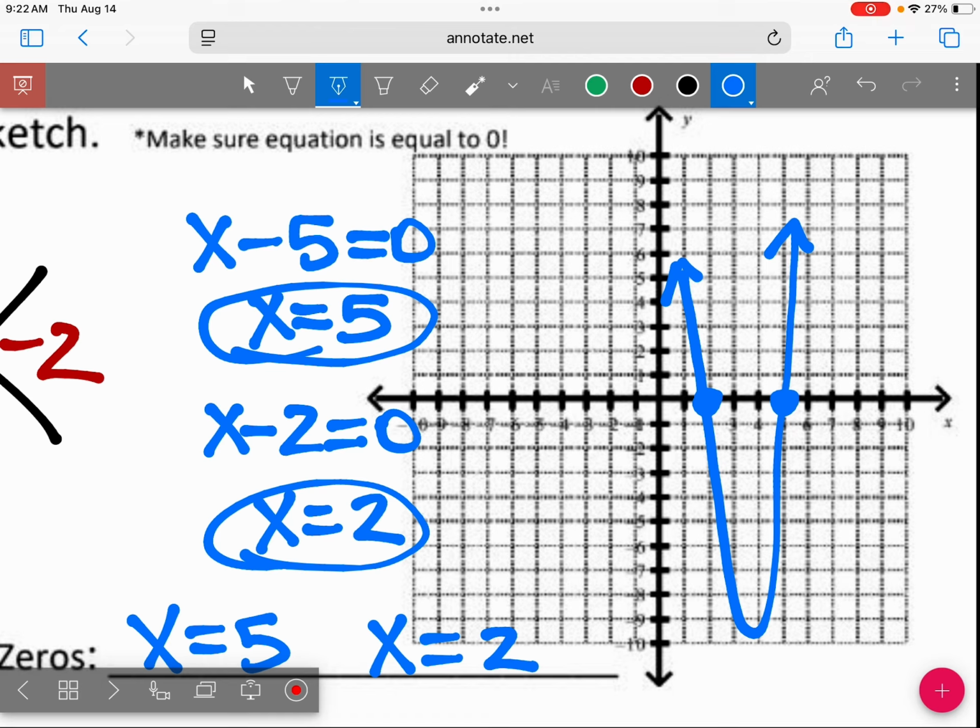It just needs to be a smile, number one. And it has to only cross through those two places. In order for us to know how low the point is, we would have to do opposite of B over 2A and then take that number and substitute it back in. But right now, we're just making a sketch.